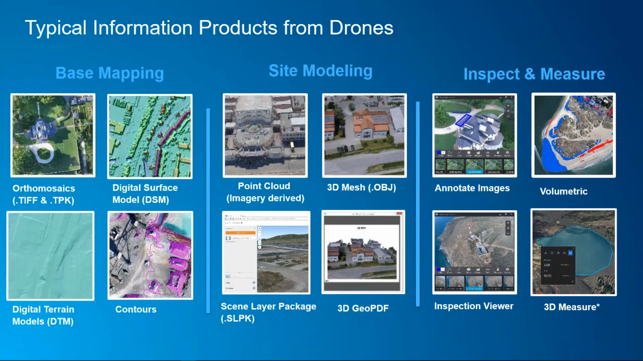This is a little more in depth about the products that we create. You can identify these products for base mapping, such as the DSMs, DTMs, and orthomosaics. 3D products are good for site modeling and integrating into your 3D GIS, such as the meshes, point clouds, and scene layer packages. And you're able to perform even some analytics directly within Drone to Map, such as volumetrics, annotation, and inspections.